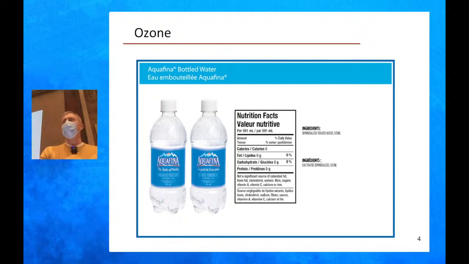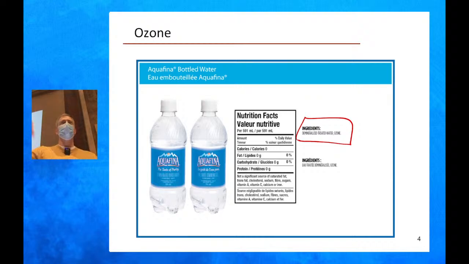Ozone is actually a useful molecule. If you buy bottled water and you look at the ingredients, the ingredient says demineralized treated water and ozone. So ozone is used as an ingredient in your water. If you buy a bottle of this, there actually is no ozone in it. What they do is they take the bottle, fill it with water, which might have microorganisms in it, bacteria, whatever, and then they purge the solution. They bubble in a whole bunch of ozone gas and then seal the top off really quick.